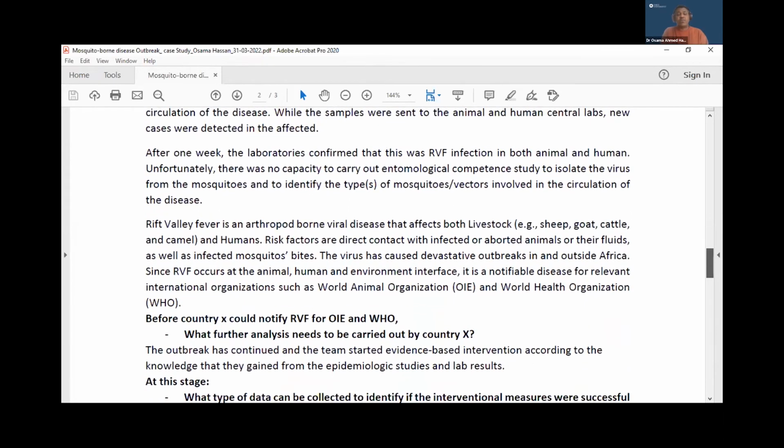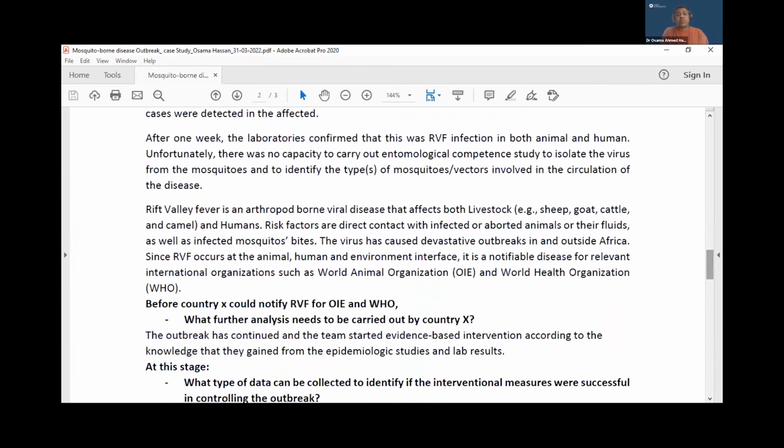So after 1 week, the laboratories confirmed that this was Rift Valley fever infection in both animal and human. Unfortunately, although we collected mosquito samples, there was no capacity to carry out an entomological competence study to isolate the virus from the mosquitoes, to see which are competent mosquitoes, and to identify the type of mosquitoes or vectors involved in the circulation of the disease.